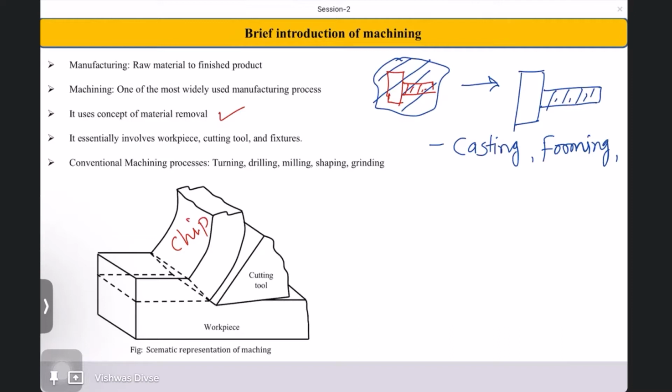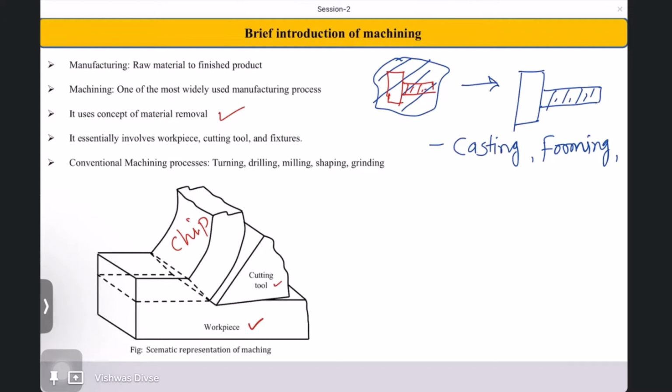So a very simple schematic diagram is shown. So the machining process essentially involves a workpiece, then a cutting tool. The cutting tool means the body which we are using to remove the material, and some fixtures are needed, some clamps, some tool post, some fixture arrangement that is needed. So essentially it involves three basic objects. Means only two, workpiece and cutting tool. The chip is anyhow being removed from the workpiece. That is anyhow unwanted material.